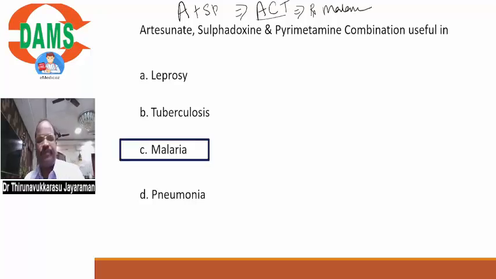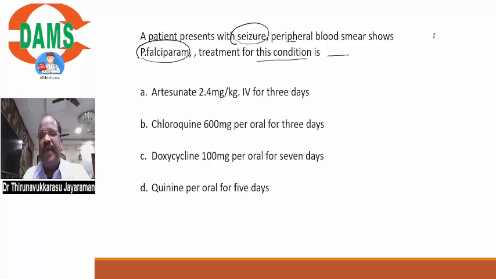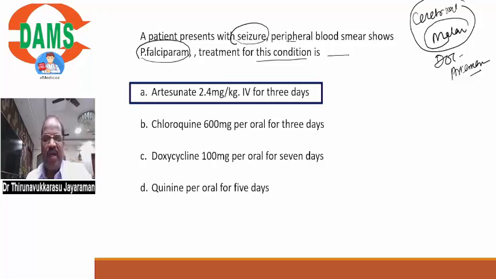So that's malaria. Next, a patient presents with a seizure, peripheral smear shows Plasmodium falciparum. Treatment of this condition is dash. See, malaria is given and seizure is given. That means most probably it is a case of cerebral malaria. For treating this condition, currently the drug of choice will be artemisinin group of drugs. So the answer will be option A, artesunate. For treatment of cerebral malaria, currently artemisinins are the best. IV artesunate is a very good choice for this case.